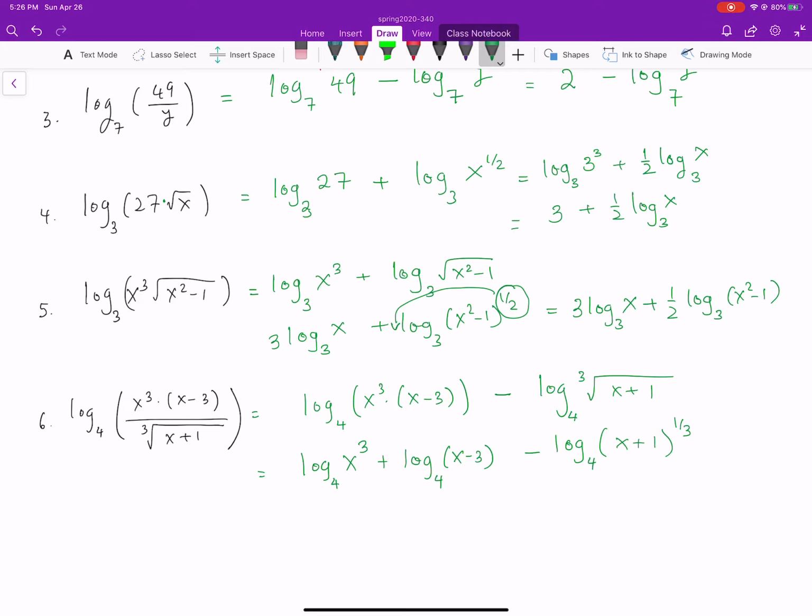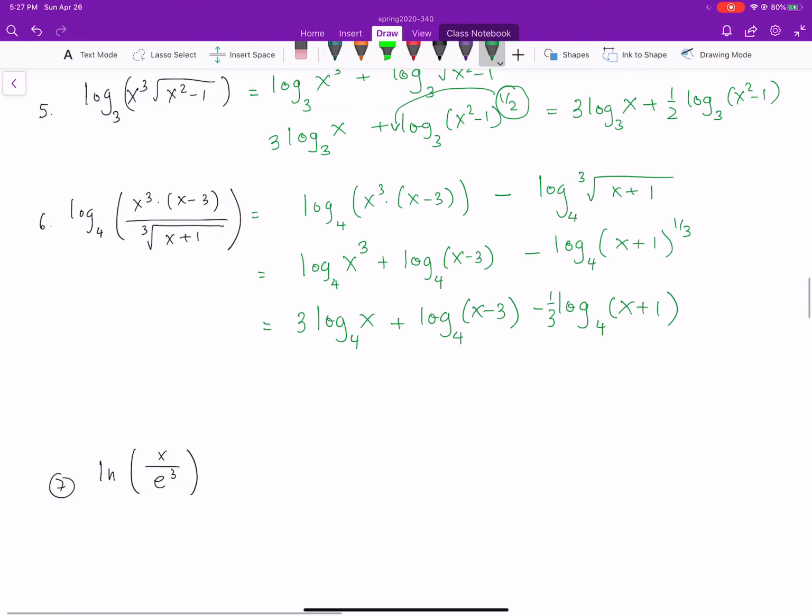I see some powers over here, so I'm going to use my power rule to help me clean up this expression into its simplest form. So I see that I can drop the 3 in front, so I get 3 log base 4 of x plus log base 4 of x minus 3, and I also see a 1/3, which is a power that I can drop down. So I get 1/3 log base 4 of x plus 1. So this is as hard as I can get. All right, so I started pretty easy and built some momentum to get to this point over here. Okay, all right. Oh, we do have one more.